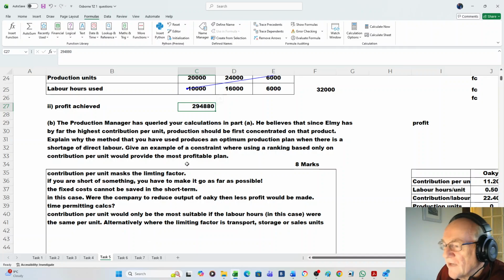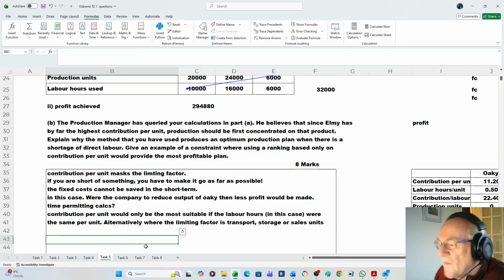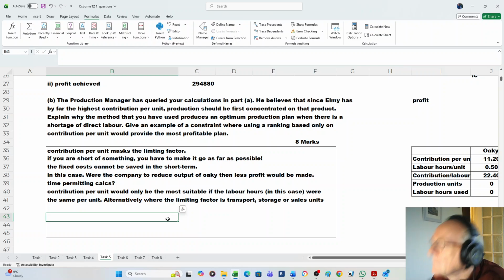Now also remember there are other parts to questions. This is only 2 parts really. If there's 3, that's when students often forget the third part of a question. However, it says give an example of a constraint where using a ranking based on contribution provides the most profitable plan. Something along the lines of: contribution per unit would only be the most suitable if the labour hours were the same per unit. If labour hours are the limiting factor and equal per unit, you want the contribution per item, because the contribution per labour hour is going to be the same.